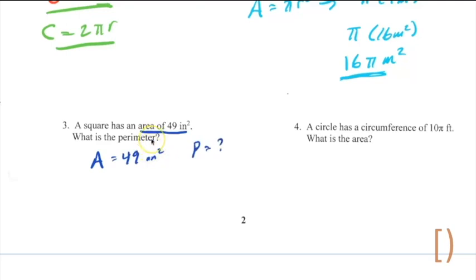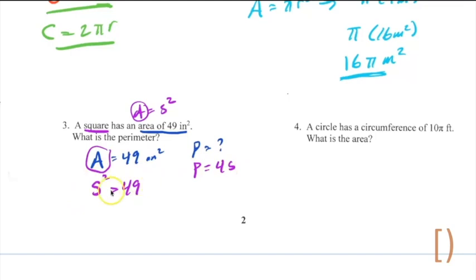Luckily, we have formulas for all these. We have the formula for area of a square. Area of a square equals s squared. Right here, we're just going to write that as s squared equals 49. And we have the perimeter of a square. Perimeter of a square is equal to 4s. We can figure out what s is, then we substitute it in, and we have our perimeter.